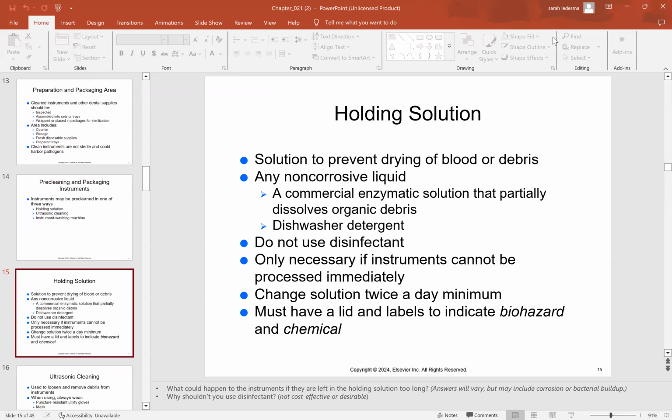Holding solution is a solution to prevent drying of blood or debris. Any non-corrosive liquid. We're not going to use a disinfectant as holding solution. This is only necessary if instruments cannot be processed immediately. We're going to change the solution twice a day at minimum. And there should be a lid that is labeled biohazard.